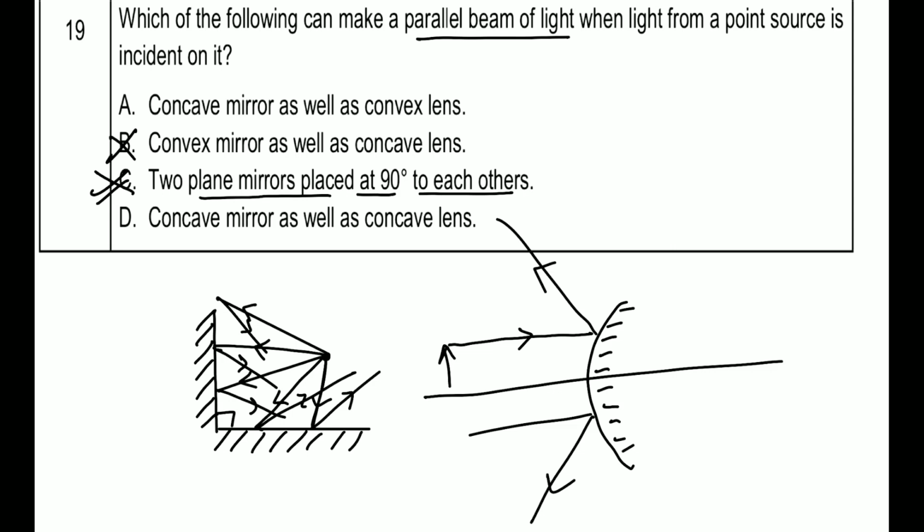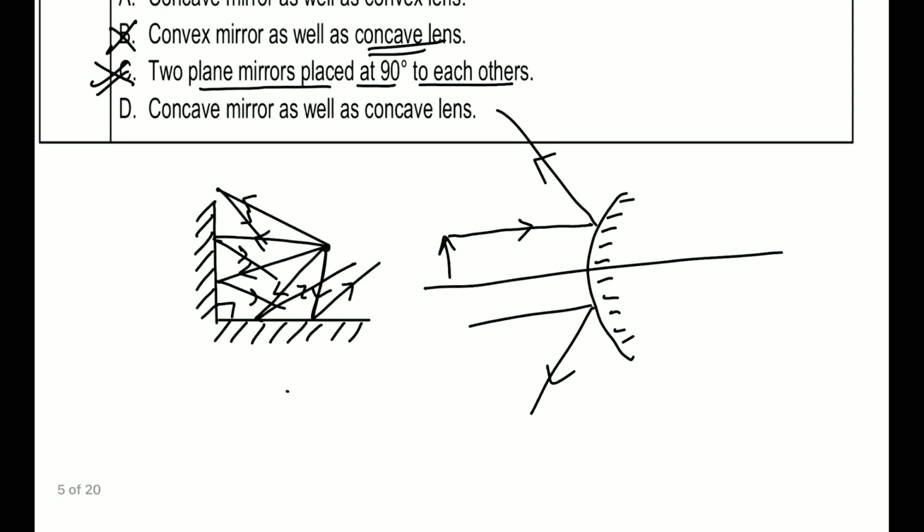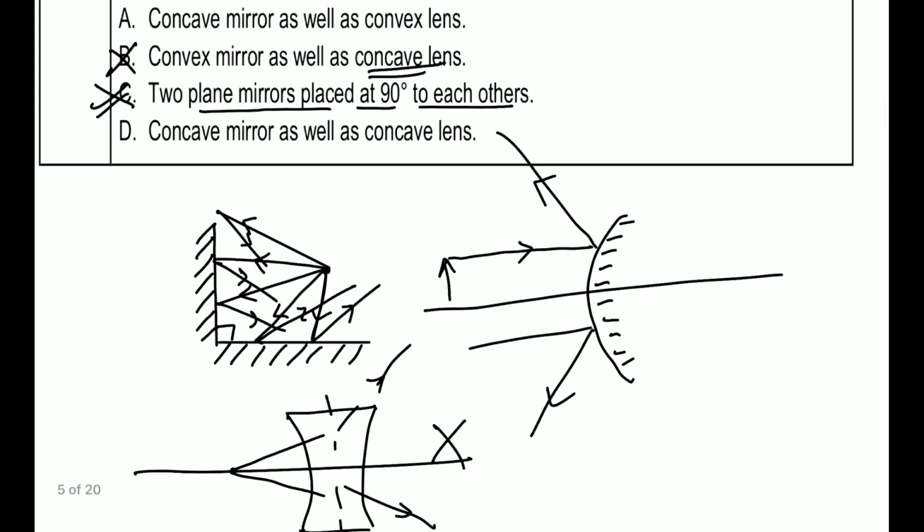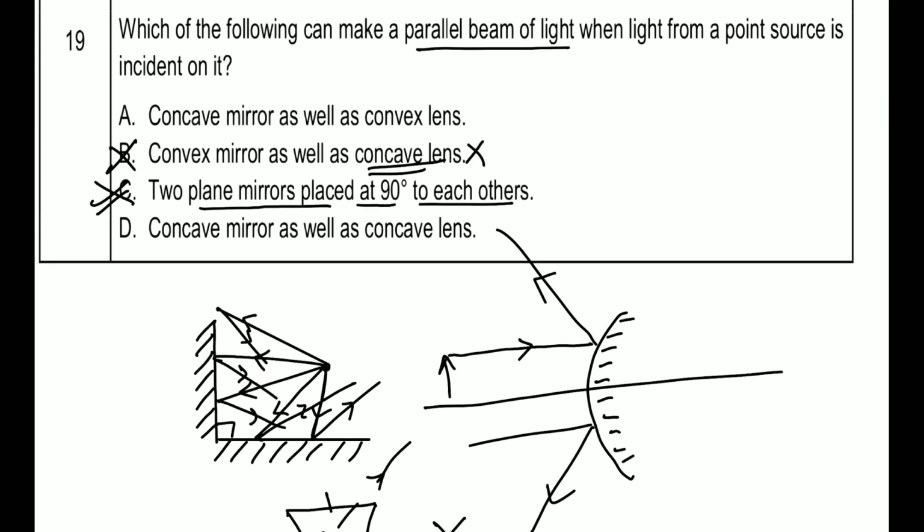Let's talk about the concave lens here. This is your concave lens, and a concave lens is again a diverging element. If the rays are coming from a point, it will diverge them, so obviously it will not make them parallel. So this option is also wrong. Your concave lens is wrong, your convex mirror is wrong.